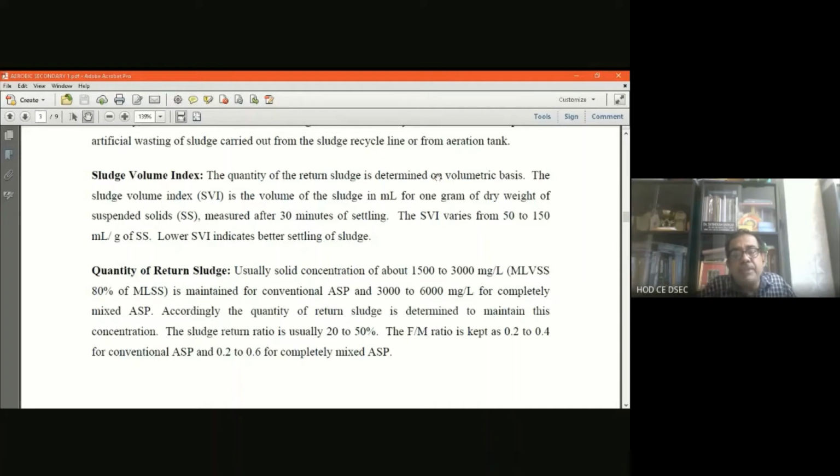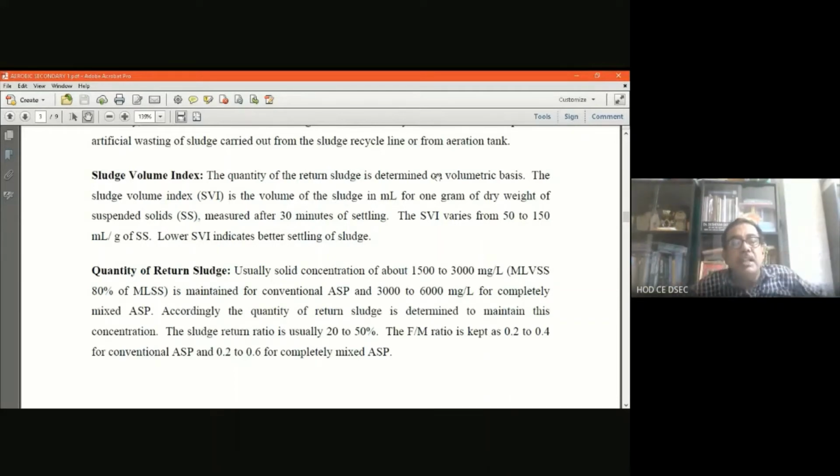That means after half an hour of settling, if we measure in an Imhoff cone, the sludge volume corresponding to the dry weight of the solid, 1 gram, will give the sludge volume index, and this sludge volume index varies from 50 to 150 milliliter per gram of SS, that is per gram of suspended solid. So that volume gives the sludge volume index, and it generally varies from 50 to 150.